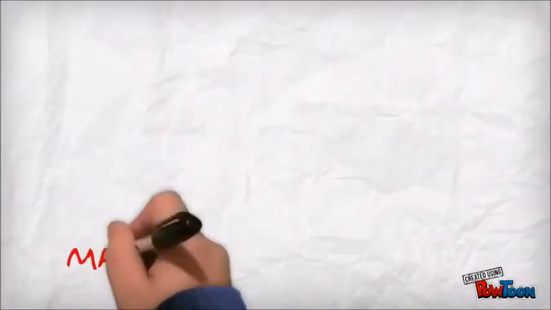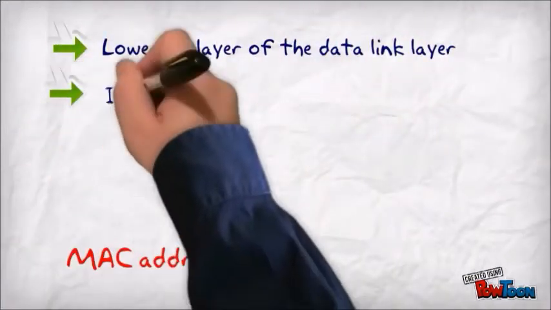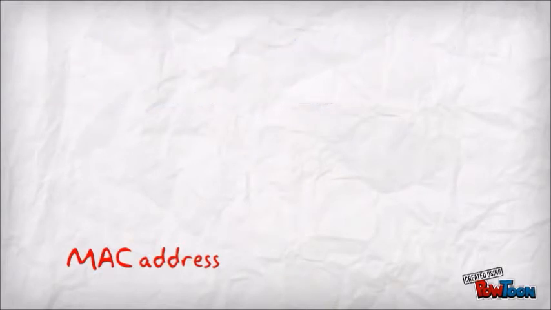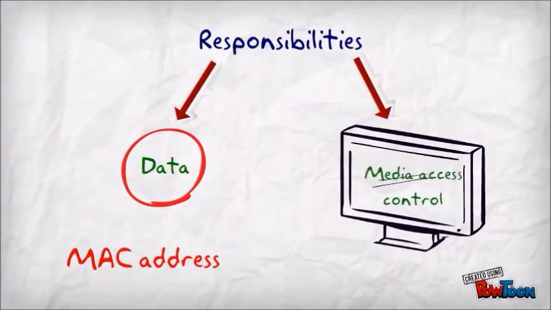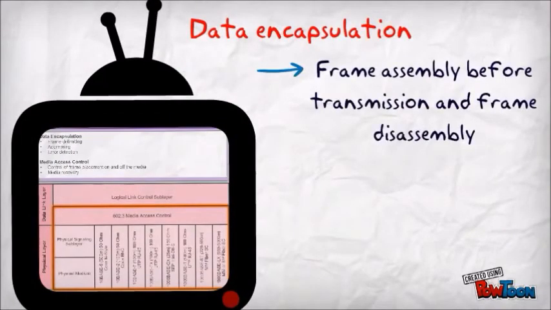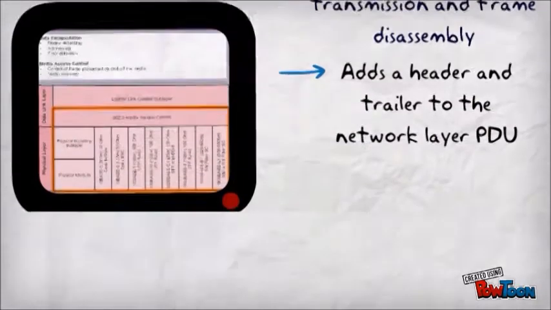The MAC constitutes the lower sublayer of the data link layer. It is implemented by hardware, typically in the computer NIC. It has two primary responsibilities: first, data encapsulation; second, media access control. Data encapsulation includes frame assembly for transmission and frame disassembly upon reception of a frame. Additionally, the MAC layer adds a header and trailer to the network layer PDU, Protocol Data Unit.